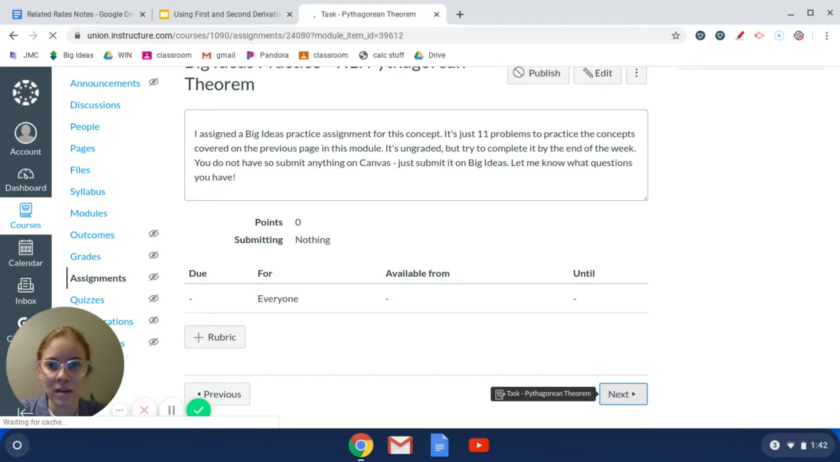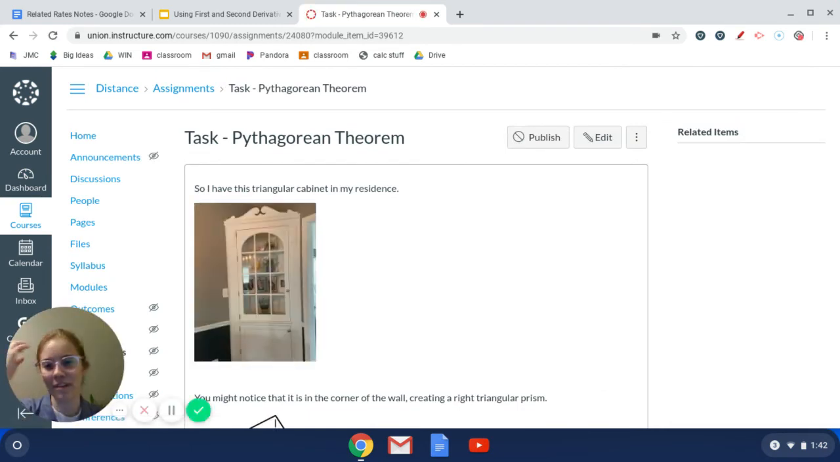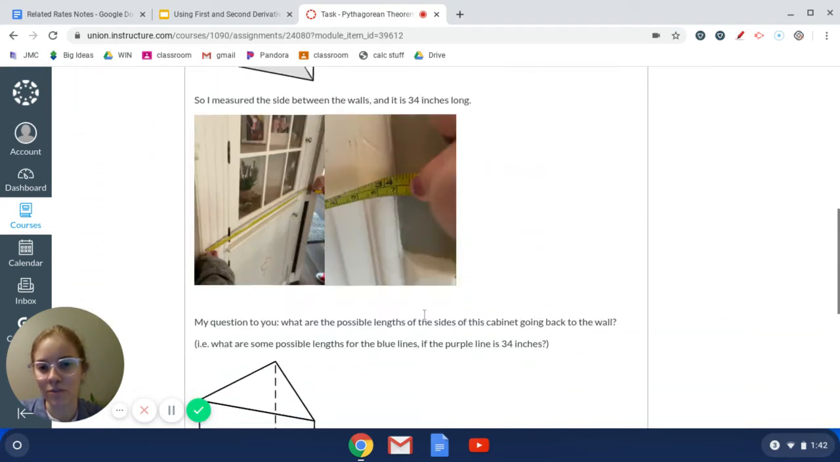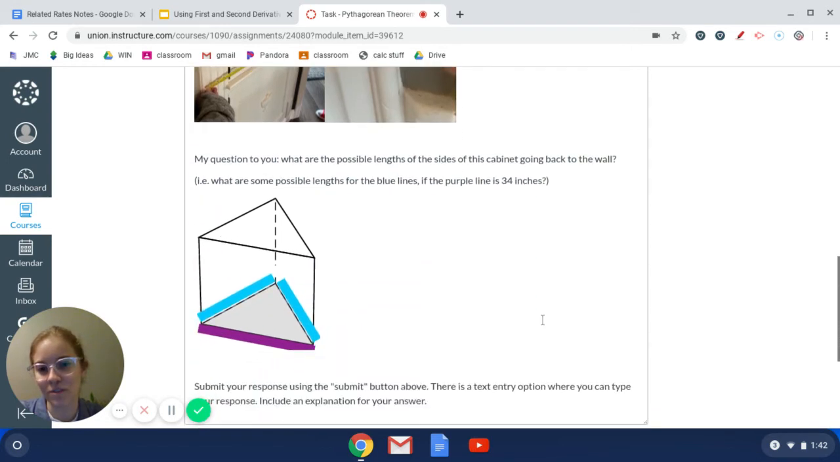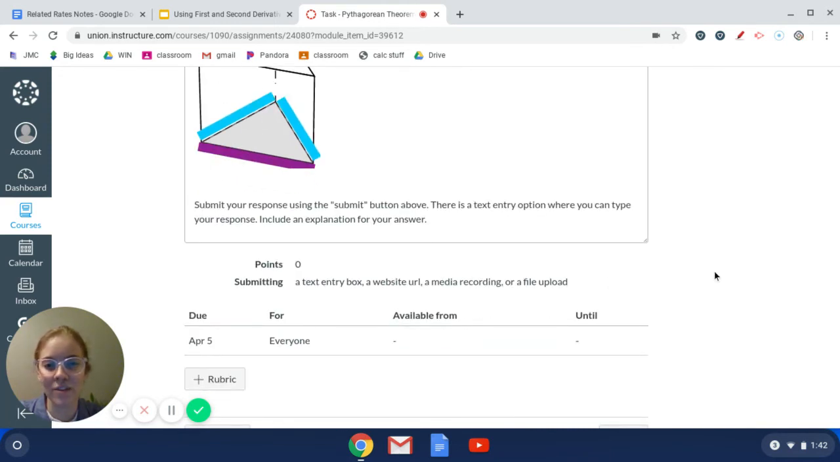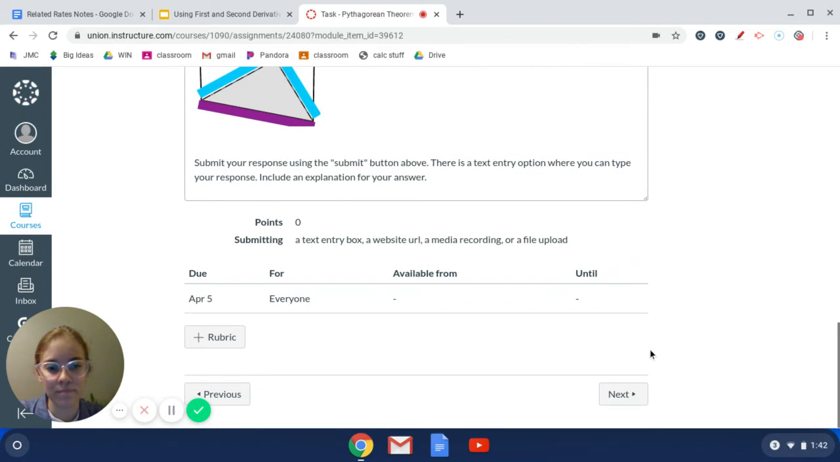Next up is this little task. I have this triangular cabinet in my house. It's like a triangular prism, and just go through the task. The hypotenuse of this is 34 inches, and my task for you is to find the possibilities for the legs of this triangle. And just submit it. I let you have a text entry option, so you can just type your response in. Let me know what you find out, and always tell me why. How do you know your answer is right?